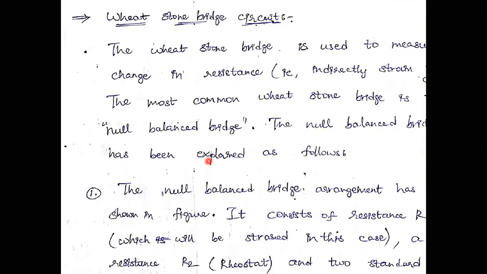Next one is Wheatstone bridge circuit. This is just like an application where we are going to use the strain gauges. That is the simple example for this one. Wheatstone bridge is used to measure the change in the resistance, that is indirectly strain. We are going to measure this strain here.